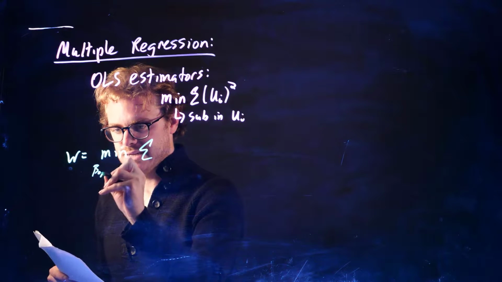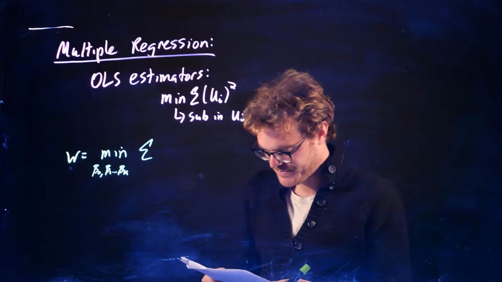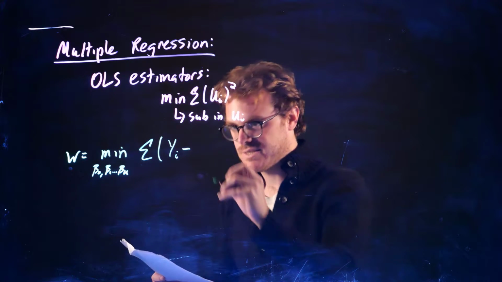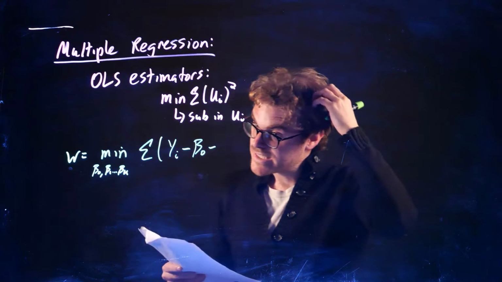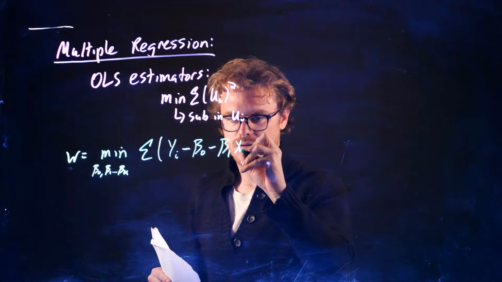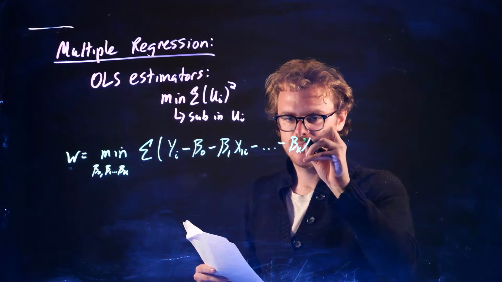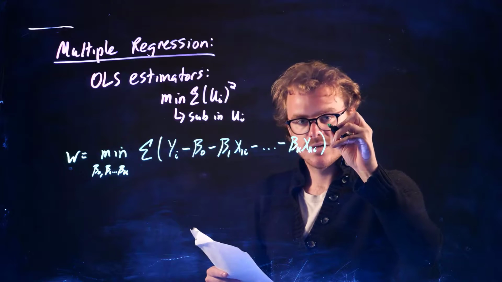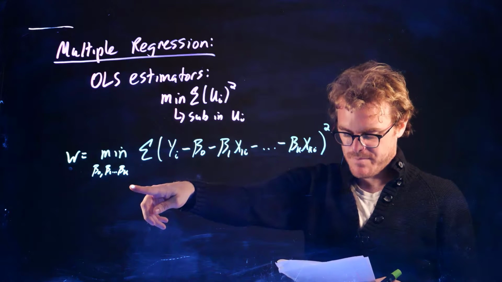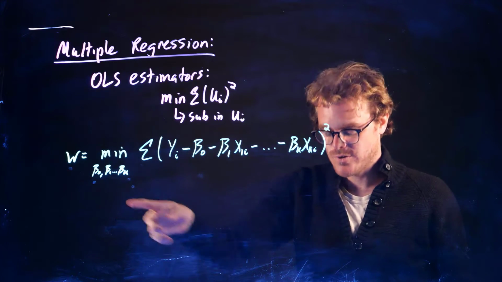We get to pick beta 0, beta 1, all the way up to beta k, because we have k of them. And we're just going to plug in what that u_i equals from that last expression that we wrote before on this board. Just going to try to save myself some room. Squared. So we're minimizing this, and we get to pick all these different betas. So we're going to take k plus 1 first order conditions.